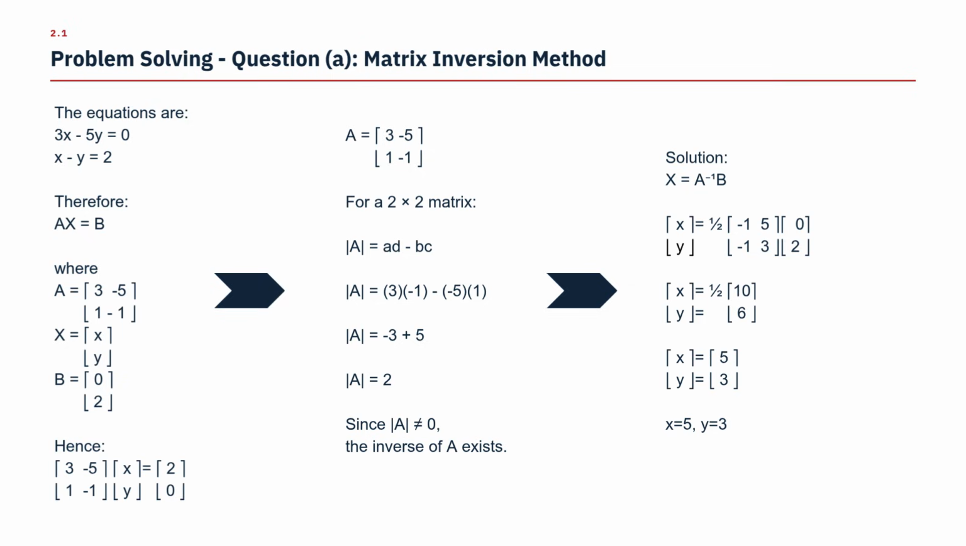Next, we convert the two equations into matrix form: Ax equals b. Matrix A contains the coefficients of x and y, while x contains our unknown variables and b contains the constant values. Before finding the inverse, we first calculate the determinant of A. Using the formula ad minus bc, we get negative 3 plus 5, which gives us 2. Since the determinant is not equal to 0, the inverse of matrix A exists. We can then use the inverse matrix to solve for x and y, which gives us x equals 5 and y equals 3.